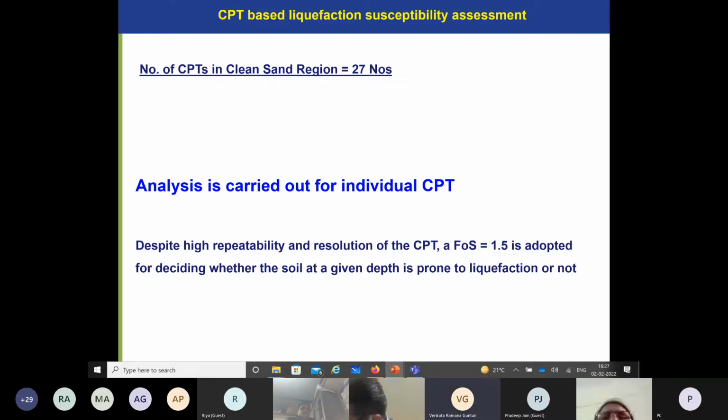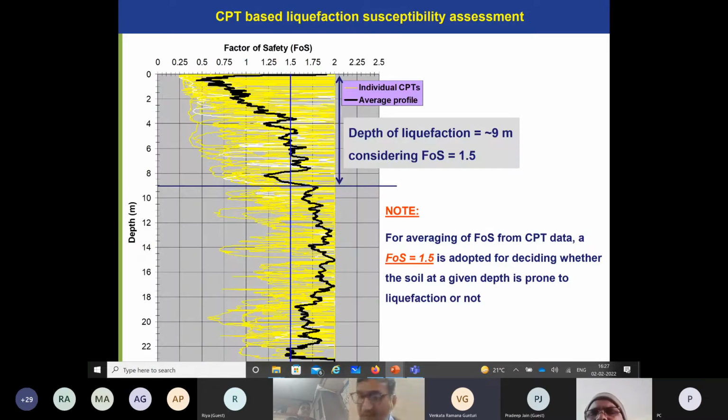Even now, there is something called a dam design review panel, and they said, okay, let's also use a factor of safety of 1.5, even though it is high repeatability and resolution. And here I calculated the factor of safety for each of them. This is the average factor of safety for the 27 of them. You can see that at some locations, some points are less than 1. So if you calculate the average of these and decide on a factor of safety of 1.5, then the depth of liquefaction comes to around 9 meters.